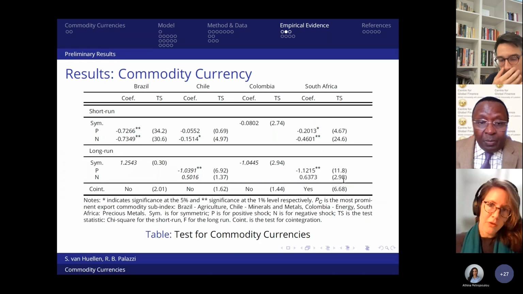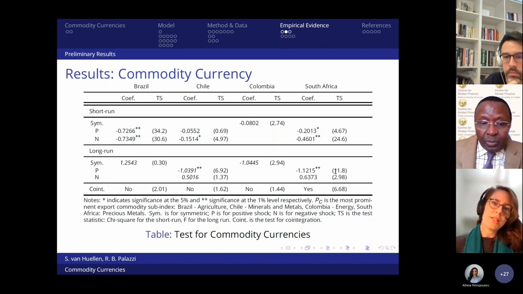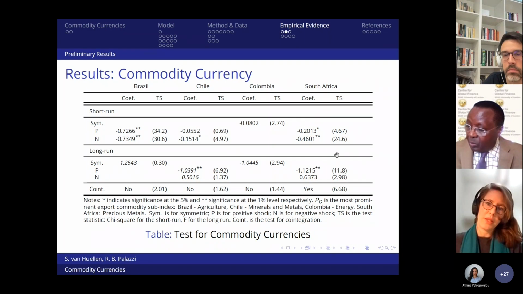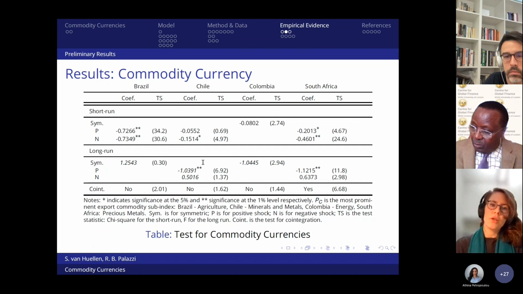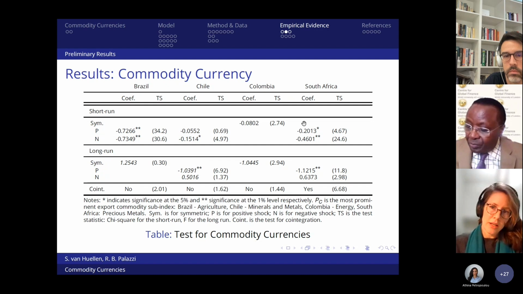However, despite that free float, that relationship is strongly asymmetric, where a positive shock has a strong appreciation effect, while a negative shock is insignificant. So that's what this bit here at the bottom means. A similar result for Chile, but the co-integration is rejected. And again, I expect this to be also related to the intervention around the COVID period. For the others, we find asymmetries in the short run mainly.